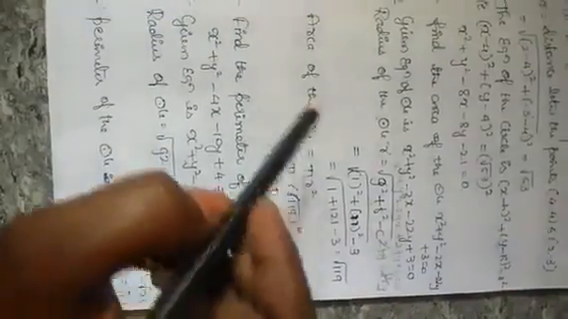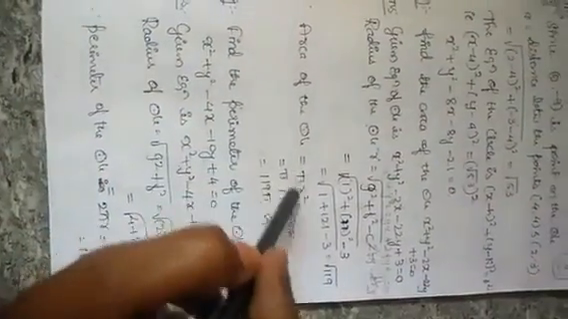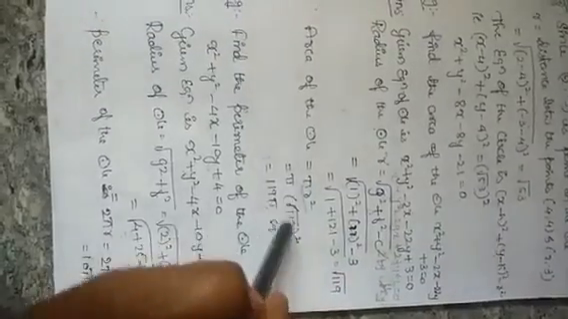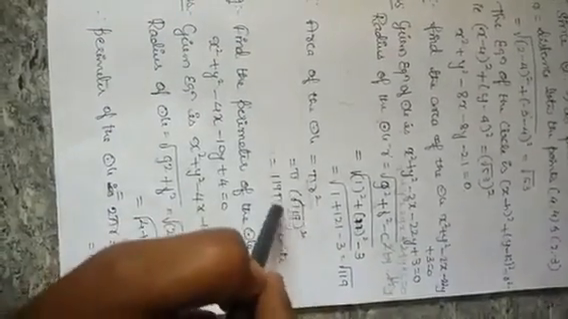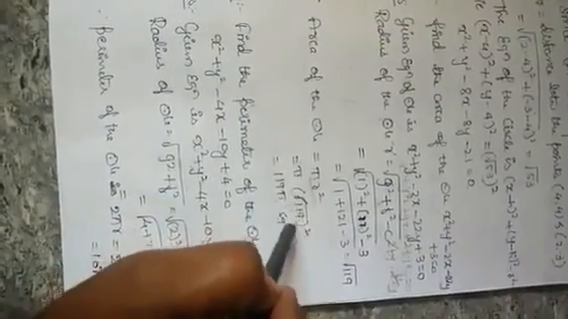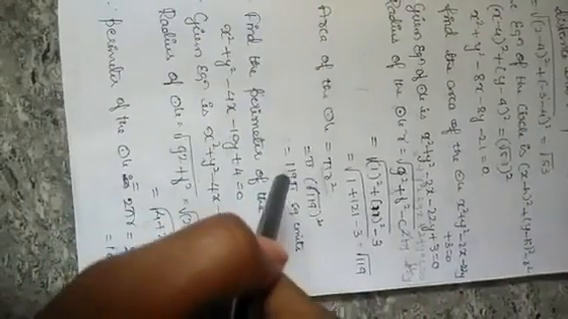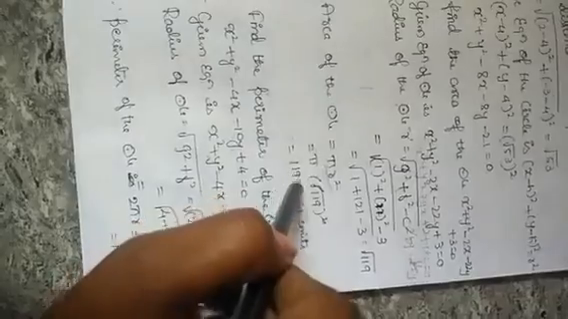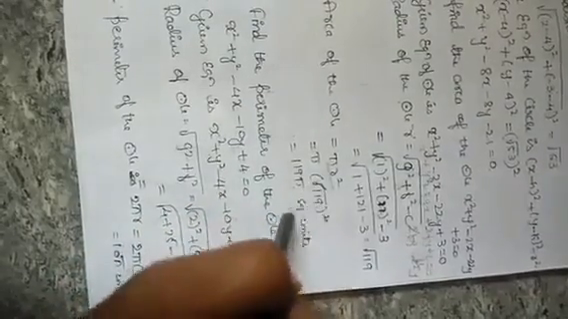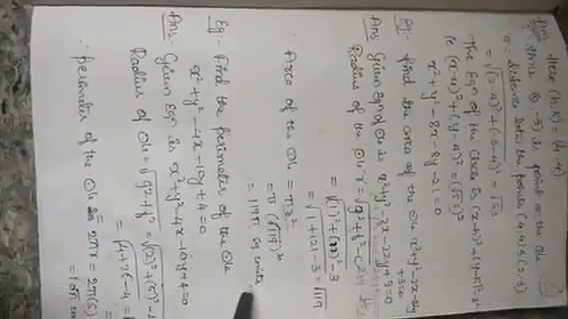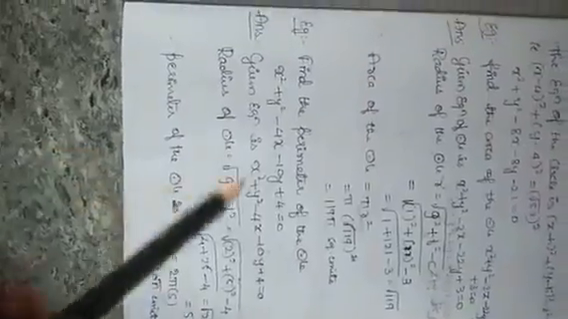So the area of the circle is pi r square. Substitute the value of the radius here. It is root over 119 whole square. The square root and root cancel. It becomes 119 pi square units.